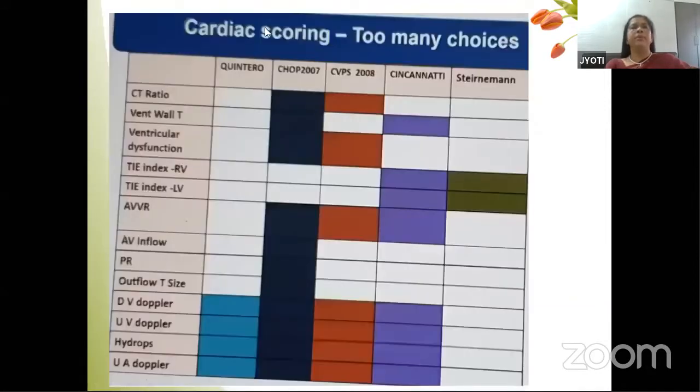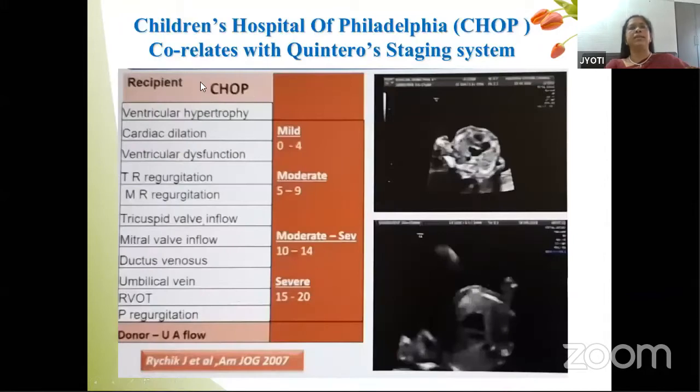And how will it help? Now, various researchers have looked into all these aspects of the Doppler of the heart and come out with various scores. Out of this, the best score they say is the CHOP score, that is Children's Hospital of Philadelphia, where they are looking into the ventricular function, the various valves, and giving you a risk of mild, moderate, severe. And this correlates with Quintero staging. So by looking at the Doppler, we can stage the disease and stage the condition and decide upon management.